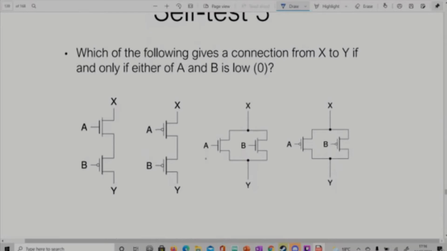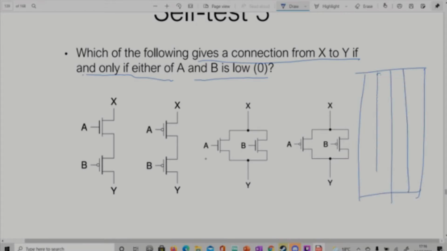Next one. Which of the following gives a connection from X to Y if and only if either A and B is low? So it's saying only if A and B are low, so like I said, our truth table. Maybe I'll make it 4 bars to make it easier to read. So A, B, P, and N. If A is 1, B is 1, P is gonna be... no, sorry. If they're both low, it would just be 0. So 0, 0, P is gonna be 1, N is gonna be 1.